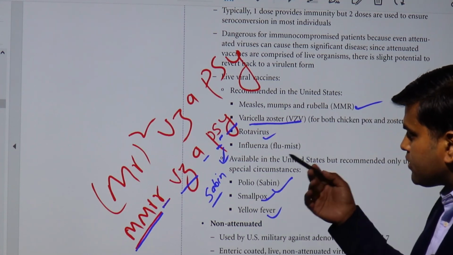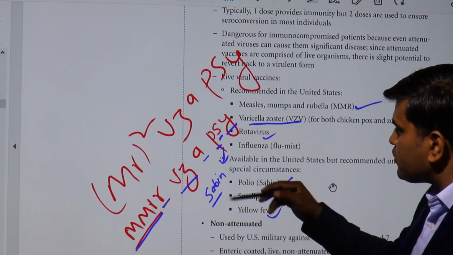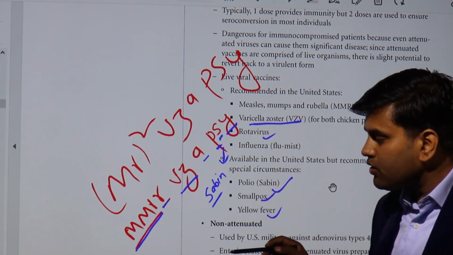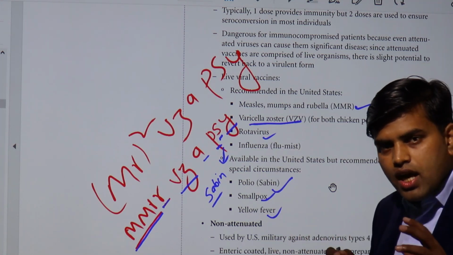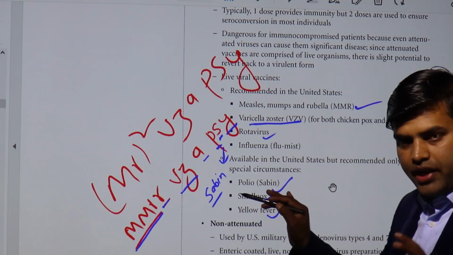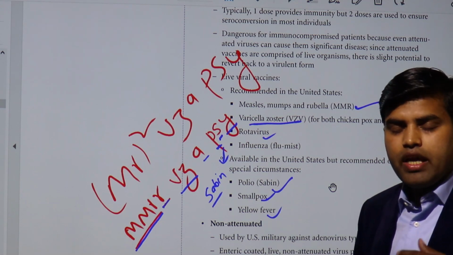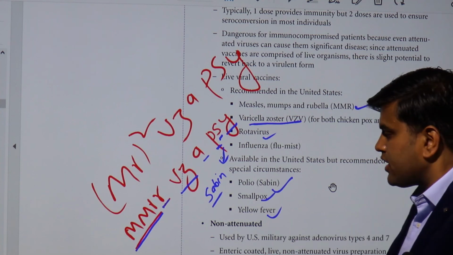So measles, mumps, rubella, rotavirus, varicella zoster, adenovirus, and polio. Which one is the Sabin? There is another form, Salk, that falls under the killed one. Then there is smallpox and yellow fever. So these are the live vaccine viruses that you need to remember for USMLE or any other medical exam, or for your practical use in infectious disease as well.